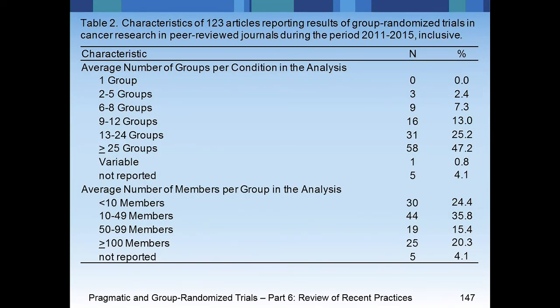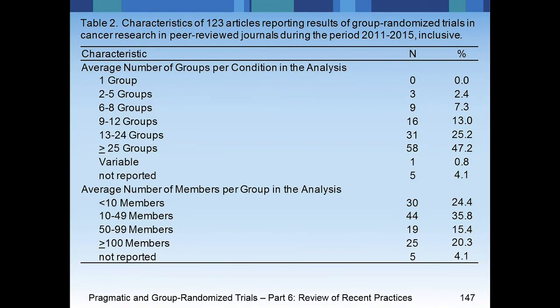The average number of groups per condition has grown over time. We now see almost half of the studies with 25 or more groups per condition. Ten years ago, that would have been a dozen per condition, so it's more than doubled. And that's a very good development because the more groups we have, the more power we have for the analysis.